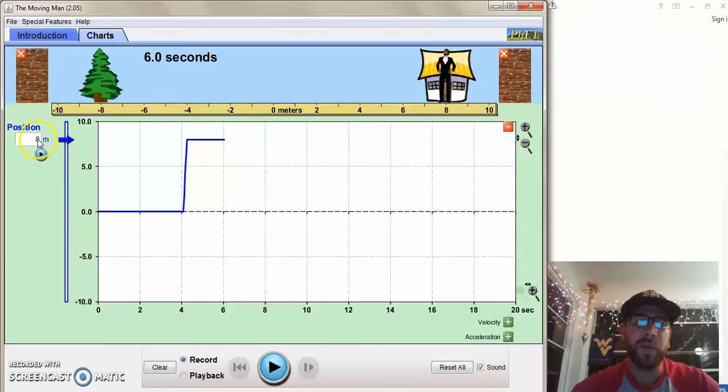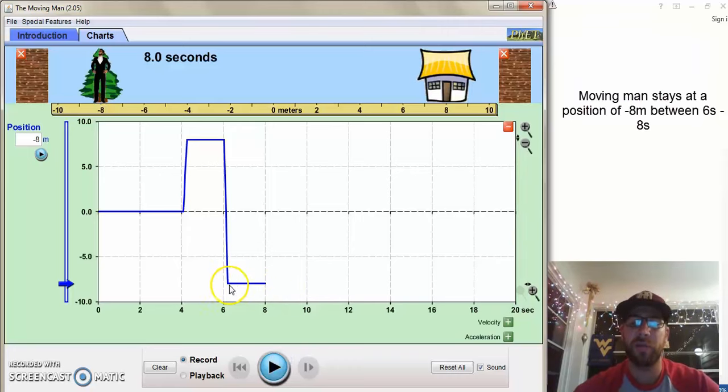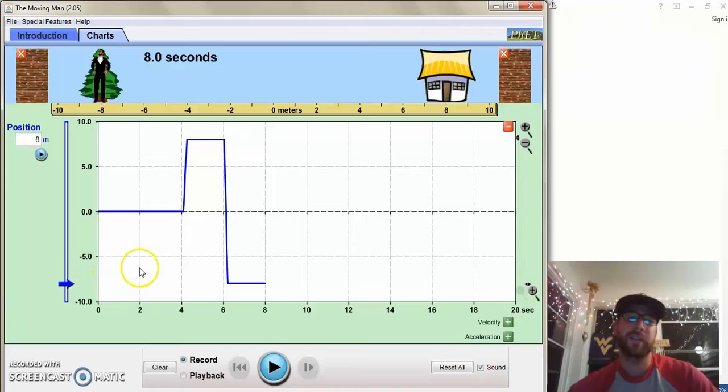So what would it look like if we changed moving man's position from 8 meters to negative 8 meters, where the tree is? Let's see. Once again, we see a completely flat line, which means moving man actually isn't moving. He's staying at the same position as time is going on. But notice we crossed past the origin this time, and he is on the negative side of the axis. The negative side of the y-axis is telling us that he has a negative position.